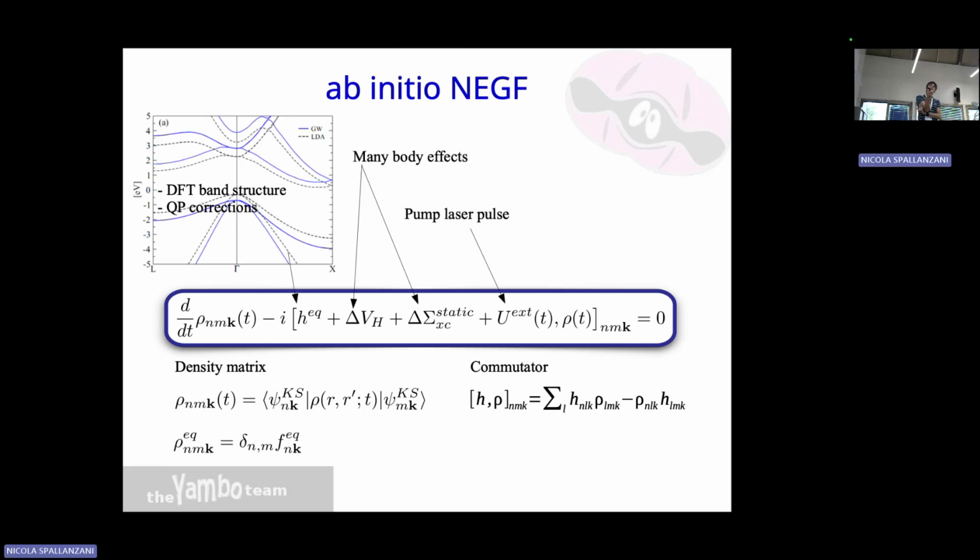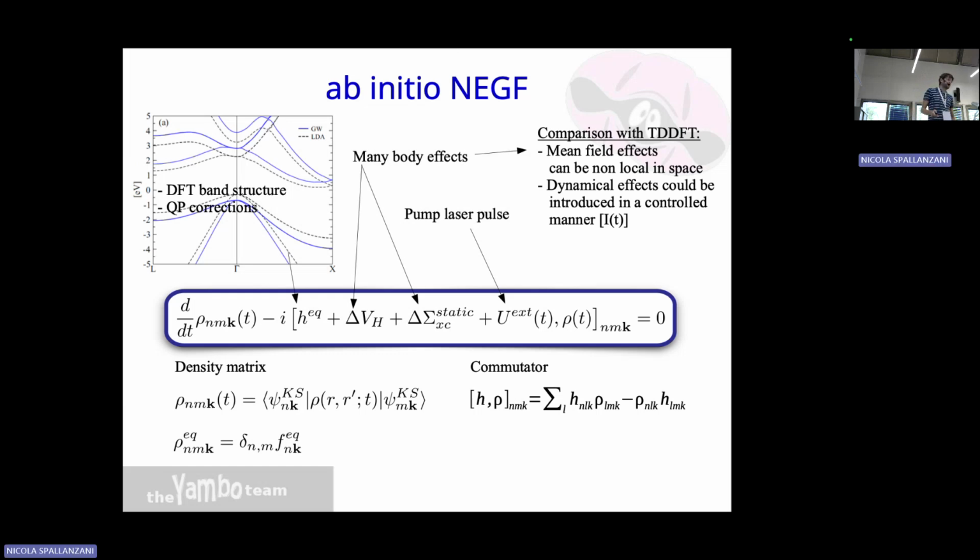What we put in the equation in the ab initio framework, so the equilibrium part will contain the band structure. In practice, what we do is to put the GW band structure. And then these two terms, which are the variation of the Hartree and the exchange-correlation static self-energy, will contain the many-body terms. Plus, in the equation, there is explicitly the external field.